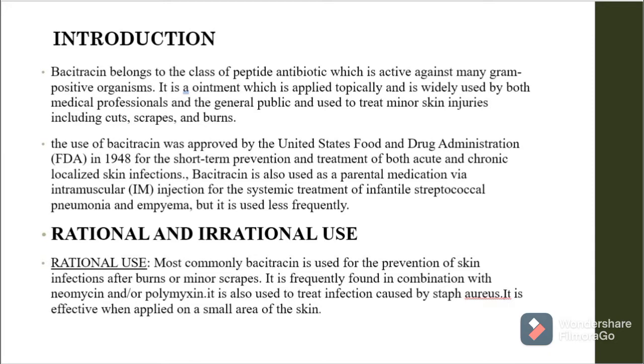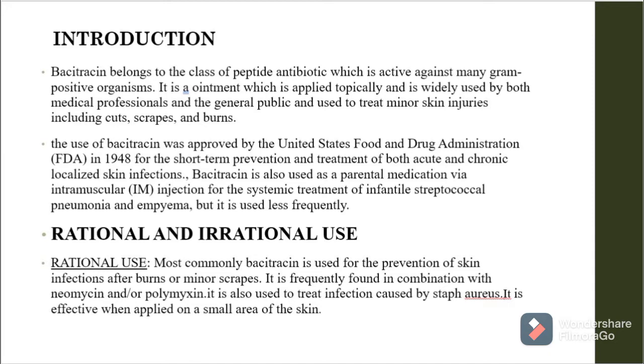It is also available as an ointment which can be applied topically to treat minor skin injuries including cuts, scrapes and burns. Bacitracin was approved by FDA in 1948 for short-term prevention and treatment of both acute and chronic localized skin infection. It is also available as a parenteral medication for systemic treatment of infantile streptococcal pneumonia, but it is used less frequently.